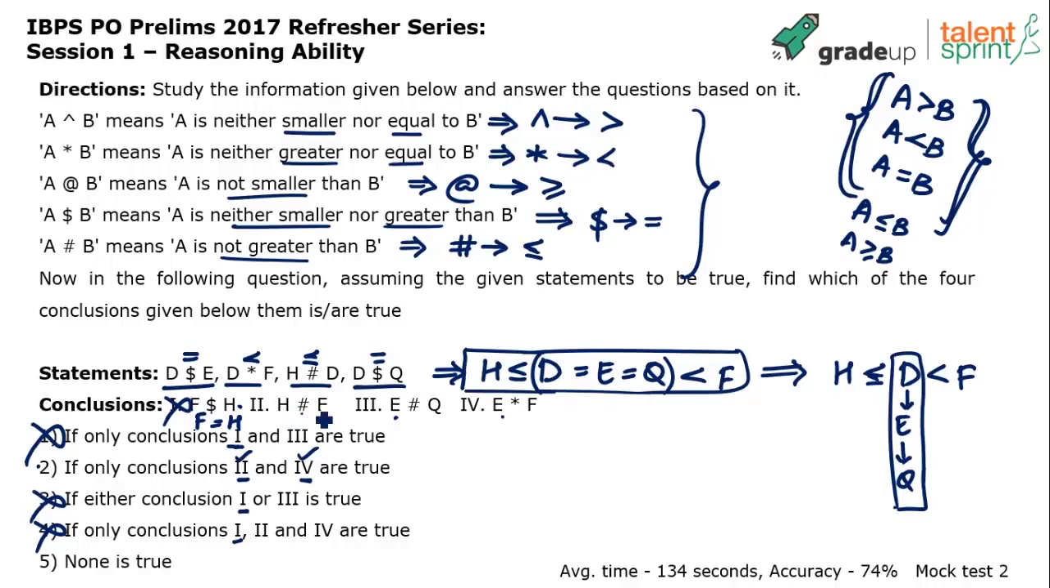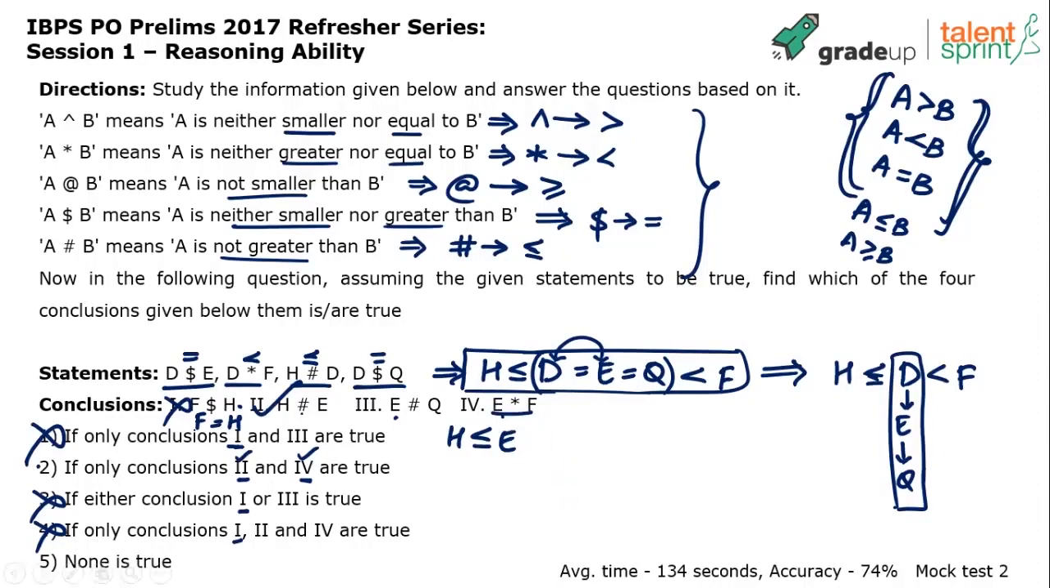Anyway, what is 2? H hash E. Hash is less than or equal to: H less than or equal to E. Is it true? Yes. See, H is actually less than or equal to D. But D is equal to E, right? H is less than or equal to D, but D can be replaced with E. So H less than or equal to E. Correct. 2 is correct.